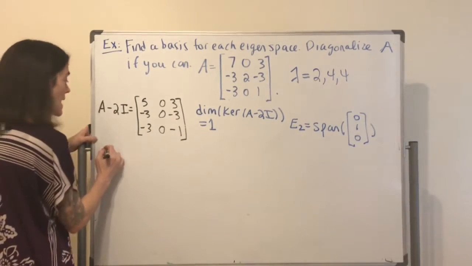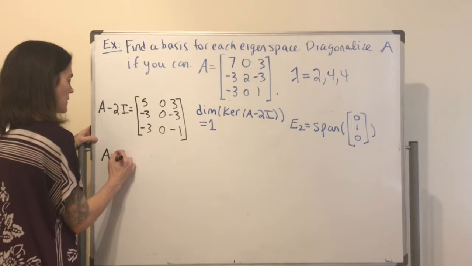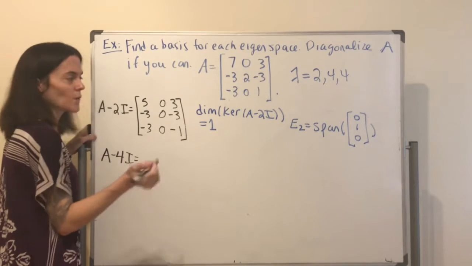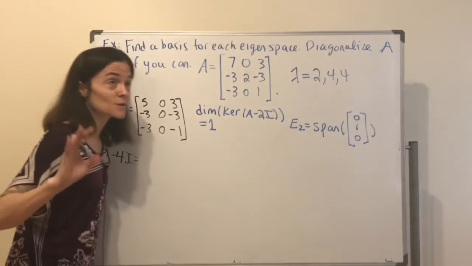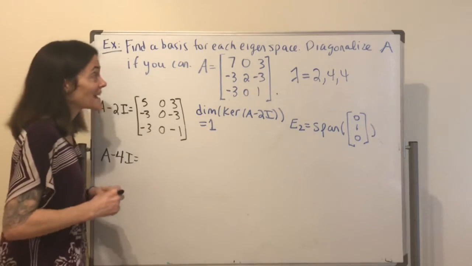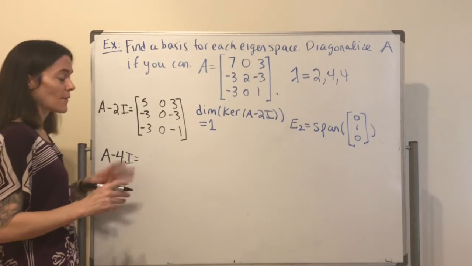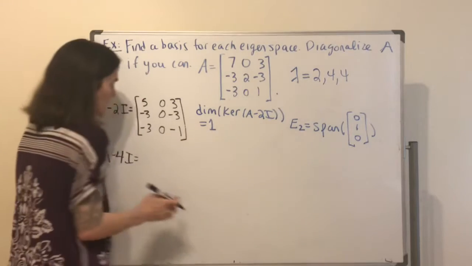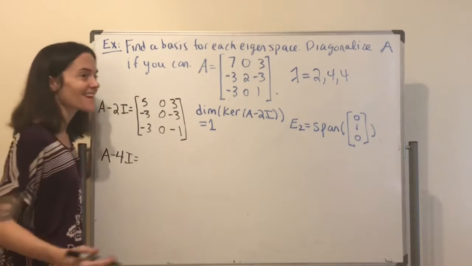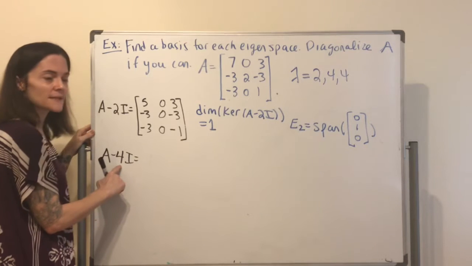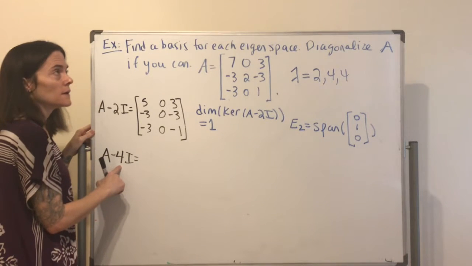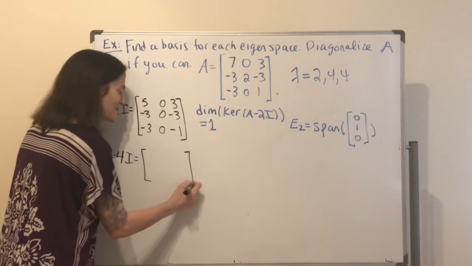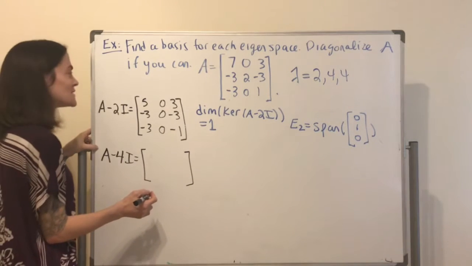If A minus 4I, if the kernel of this matrix has dimension 2, equivalently the eigenspace for lambda equals 4 has dimension 2, then I know A is diagonalizable. I would have a total of 3 linearly independent eigenvectors. This one plus the 2 coming from here. On the other hand, if this kernel has dimension 1, then we won't have a diagonalizable matrix. Okay, well, let's do this now.